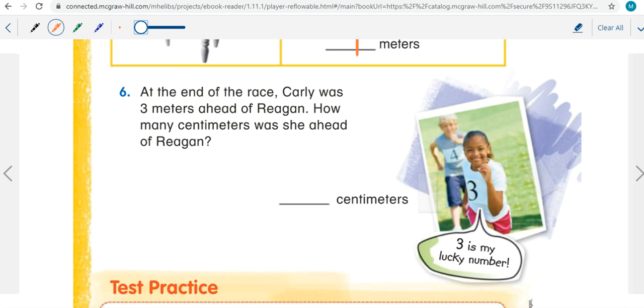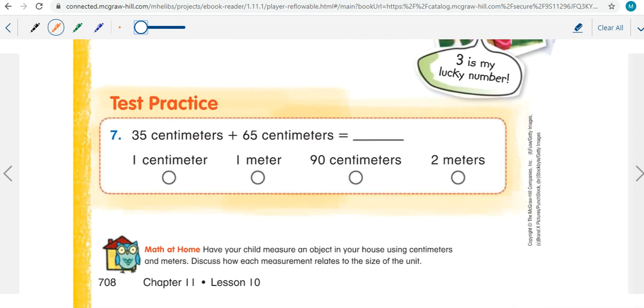Number 6, at the end of the race, Carly was 3 meters ahead of Regan. How many centimeters was she ahead of Regan? Now, I repeat, 1 meter is equal to 100 centimeters. So if she is ahead 3 meters, that will be equal to 300 centimeters. Why? 100 plus 100 plus 100 is equal to 300.